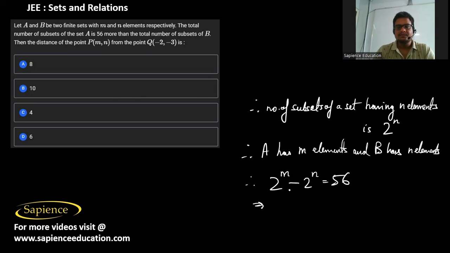From here, obviously m is more than n. So we can take 2 power n as common, then we will get 2 power n into (2 power m minus n, minus 1) equals 56. So 56, I can say, is 7 into 8.